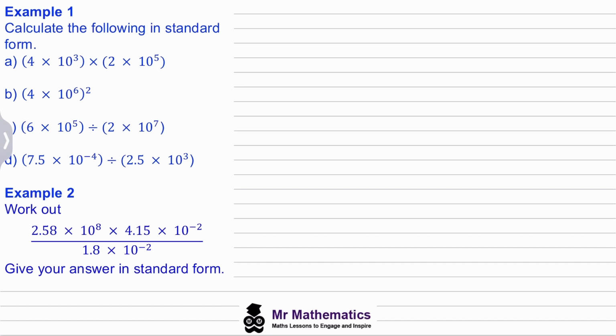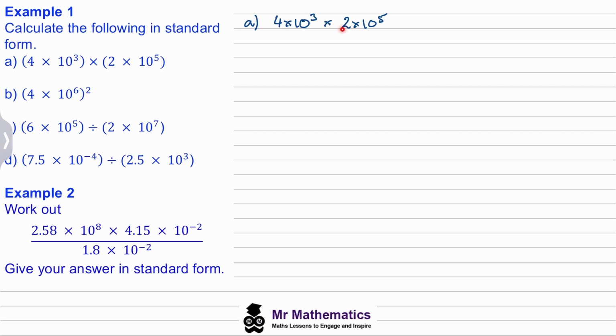Okay, so for example 1, we've been asked to work out each of these calculations. And we're going to use a non-calculator method involving the rules of indices. So for example A, we've got 4 times 10 to the 3 multiplied by 2 times 10 to the 5. And because this all involves a multiplication, we don't need to include these brackets.